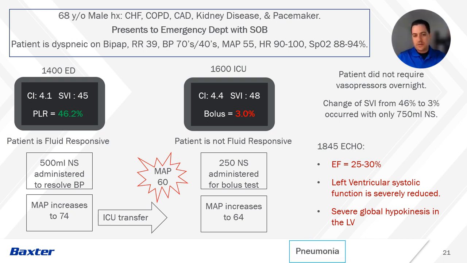If this patient, who was diagnosed later the next day with a CT of pneumonia, interesting, if you were back in the ED and you had this information of knowing that they had left ventricular systolic function severely reduced and poor EF, would that have changed the way that you approach this? If you had not known that that patient was fluid responsive, would you have treated this patient a little differently?